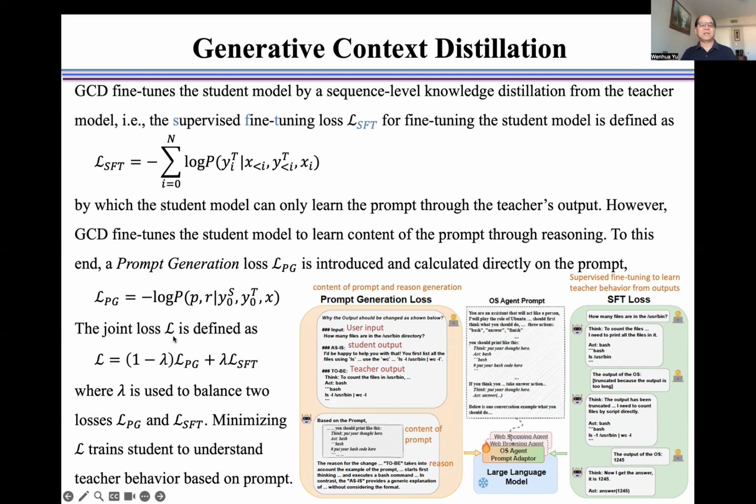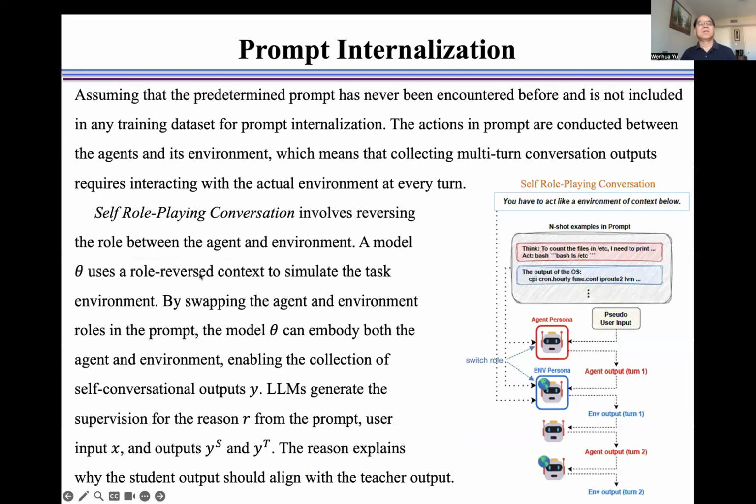The joint loss L is defined as here, where lambda is used to balance two losses, LPG and LSFT, as shown here. This is the prompt generation loss, and this is the supervised fine-tuning loss. This is a large language model. Minimizing L trains the student to understand the teacher behavior based on the prompt.